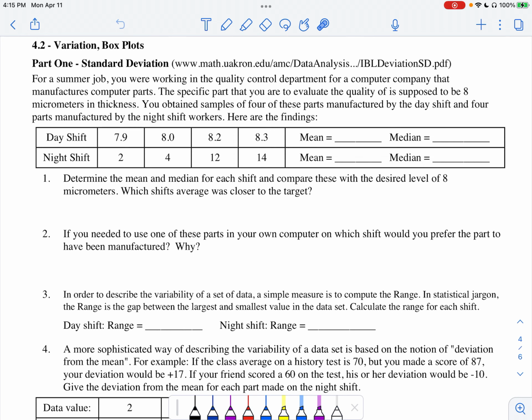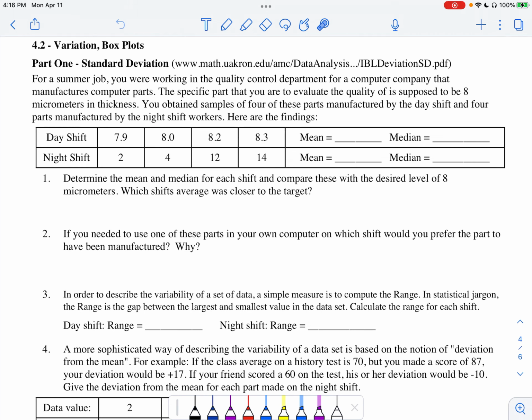All right, so it says for a summer job, you're working in the quality control department of a computer company that manufactures computer parts. The specific part that you are to evaluate the quality of is supposed to be 8 micrometers in thickness. You obtained samples of 4 of these parts manufactured by the day shift and 4 parts manufactured by the night shift workers. Here are the findings.